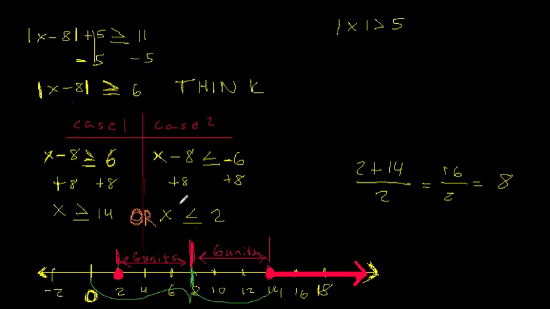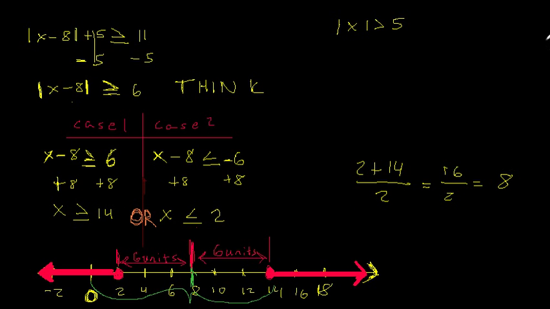Also, x is less than or equal to 2, so I am moving in a more negative direction, and the values are becoming smaller. Again, this holds true that the distance from x to 8 is also greater than 6 units.